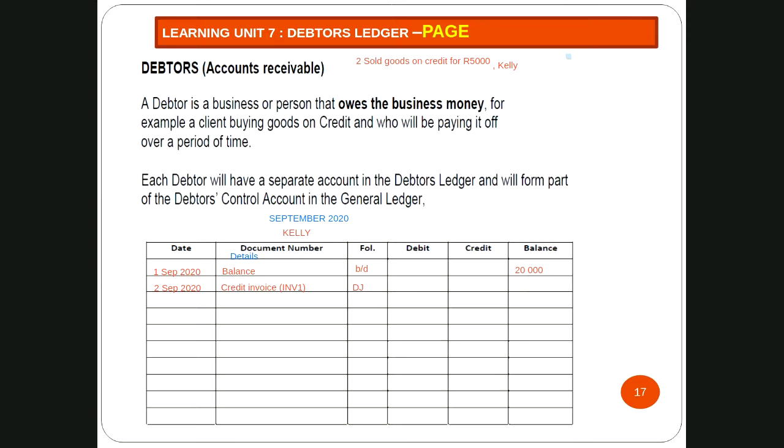Now, remember the accounting equation, debtors control? What are they to us according to the groups? Remember, we've got five groups: assets, owner's equity, liabilities, incomes, and expenses. Where do debtors control fall? It's an asset. So where do assets increase?